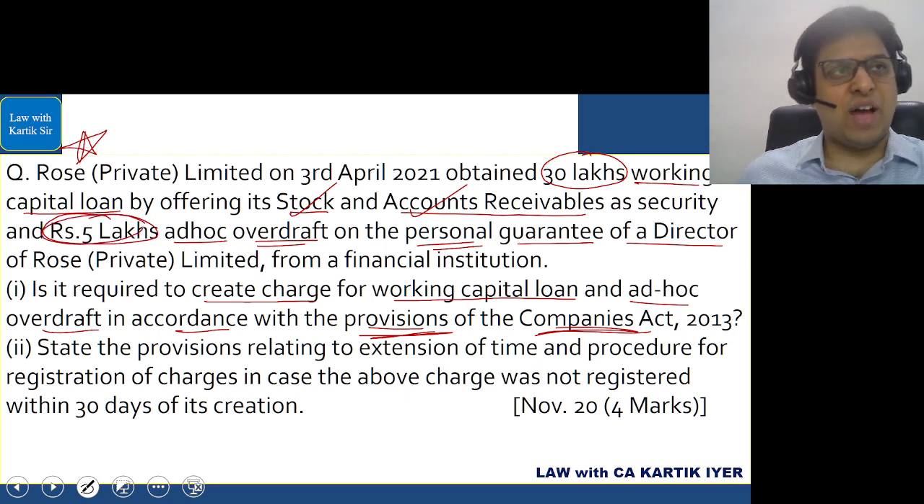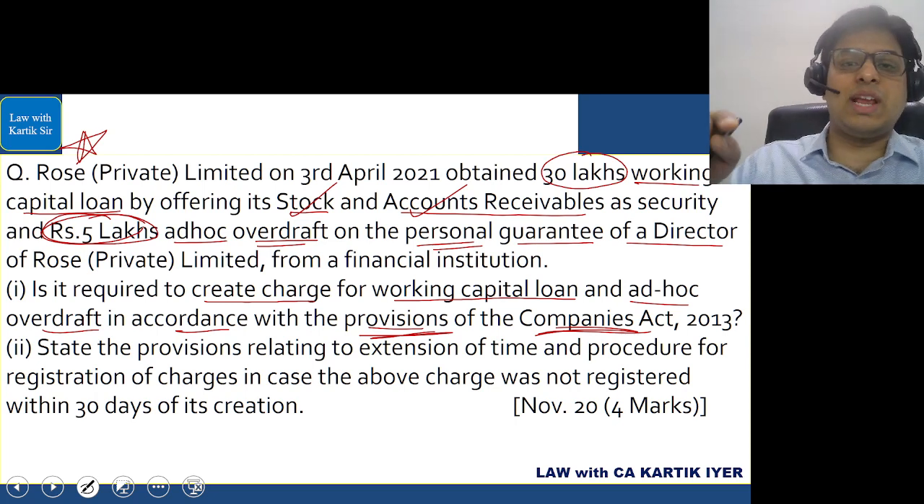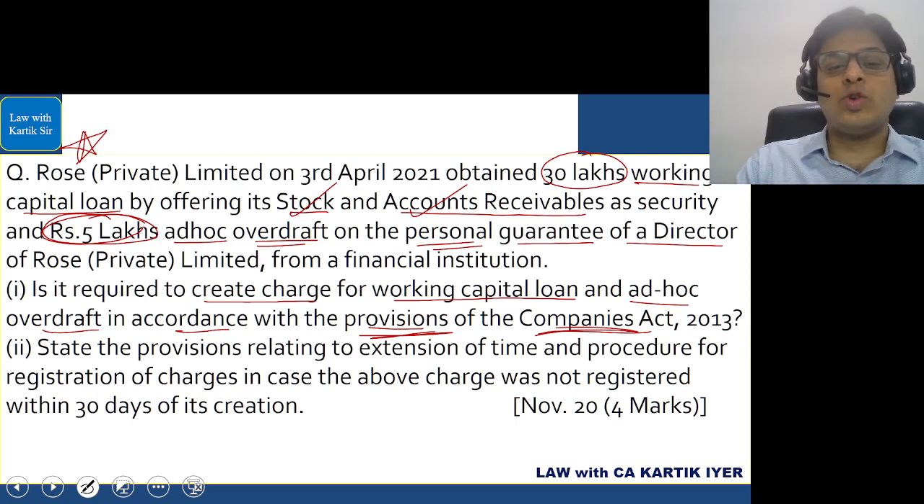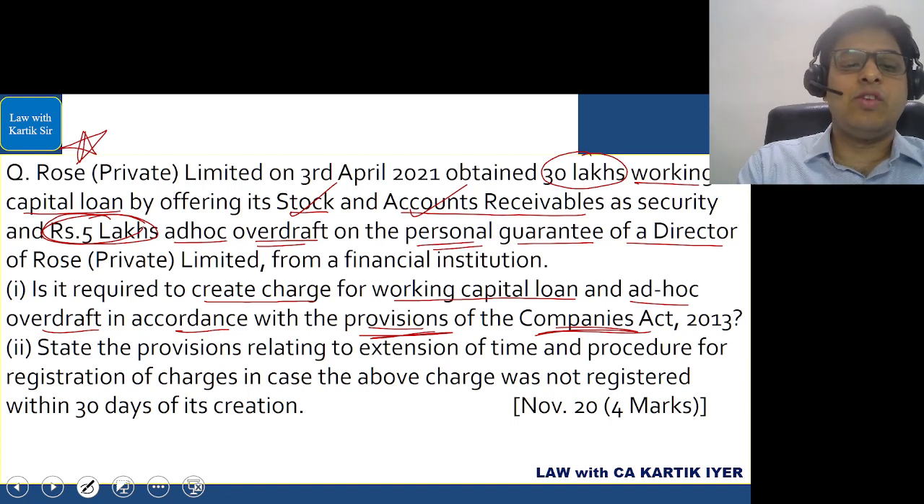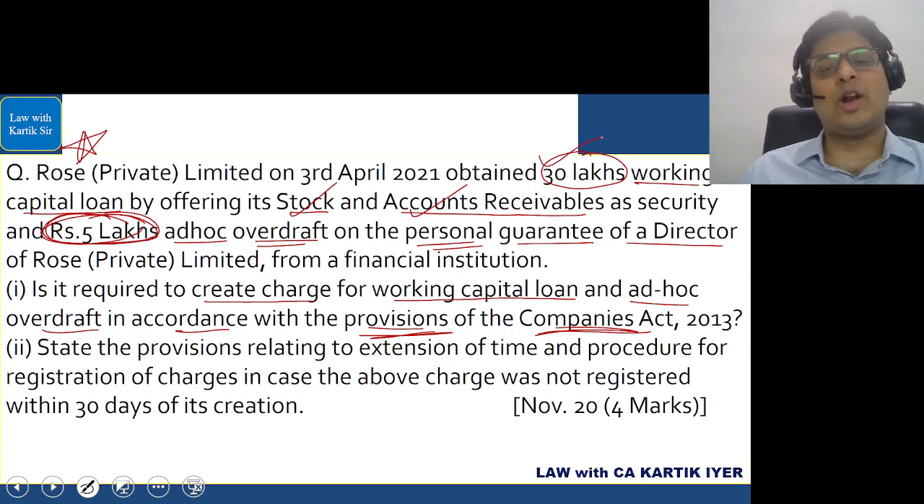But look at this 5 lakhs. When the company takes a 5 lakh loan, has the company given any of its asset or security? The answer is no. The director of the company has given a personal guarantee. So you understand the provisions of registration of charges will not apply for the second part, for this 5 lakh loan, but it will apply to this 30 lakh working capital loan that we are taking.